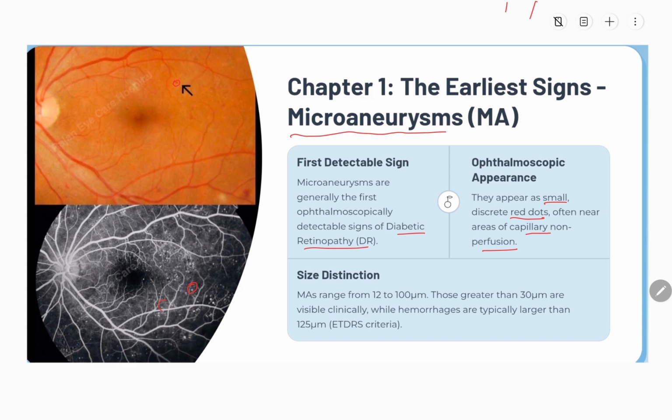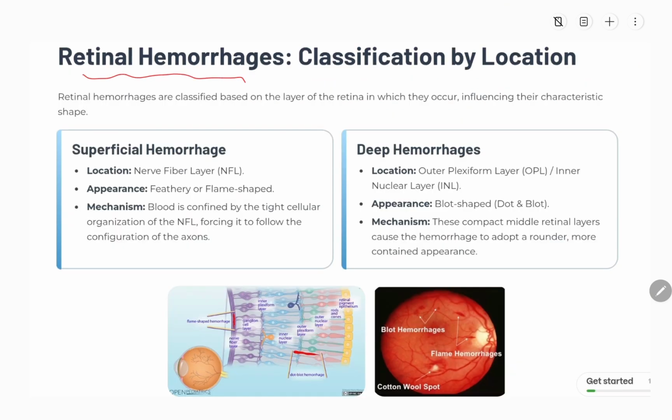Normally their size doesn't change. But there's one important thing, that is how can we differentiate between microaneurysm and hemorrhages. Normally the size range of microaneurysm is between 12 to 100 micrometer. If they are greater than 100 micrometer, then they are known as hemorrhages. Now the second thing, these are retinal hemorrhages. As we have discussed earlier, their range is around 125 micrometer.